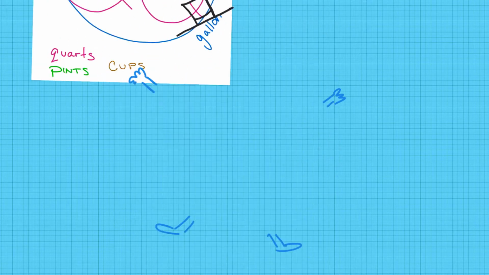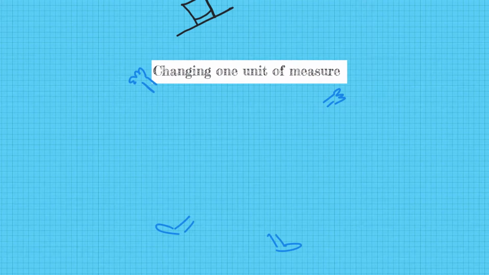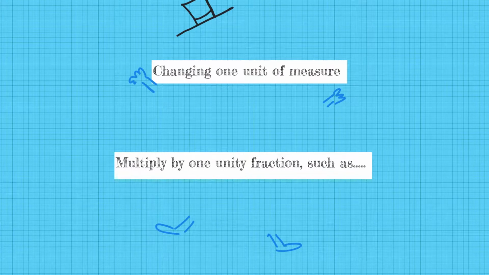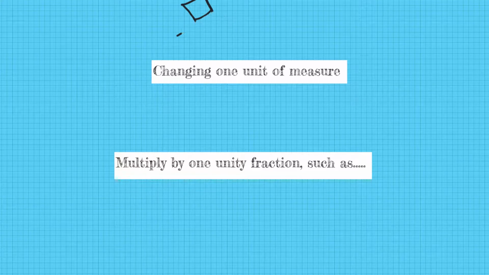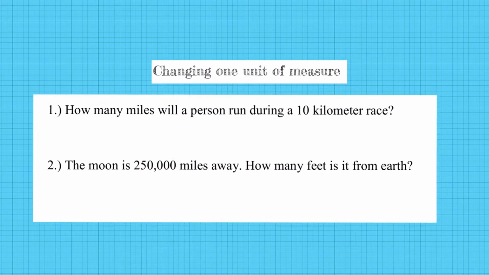When you only have to change one unit of measure, we only have to multiply by one unity fraction. The unity fractions are going to be found on your resource sheets. This is already known information. So here are a few examples.